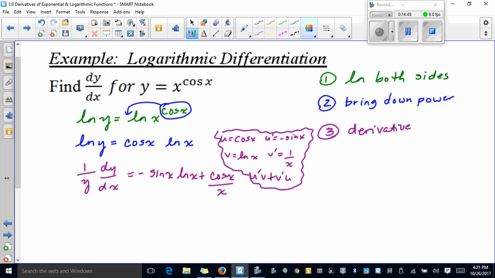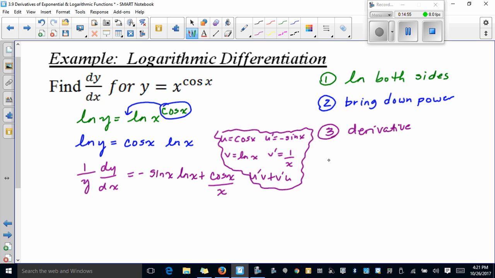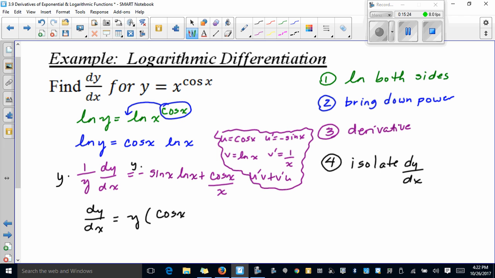Okay, step 4. Isolate dy dx. So anyways, I'm going to multiply both sides by y. So I had dy dx is equal to y times all of this, and I don't like my negatives first, so I'm going to put cosine of x first. Cosine of x over x minus sine of x natural log of x. And we have one more step.